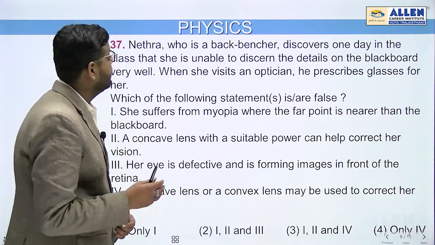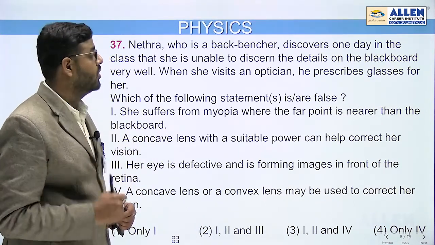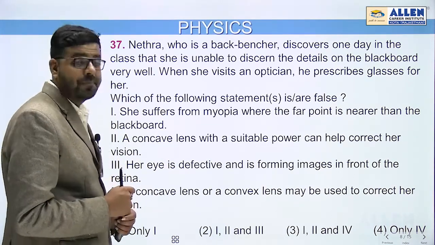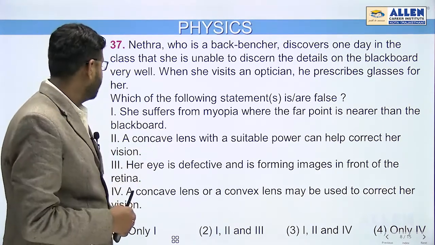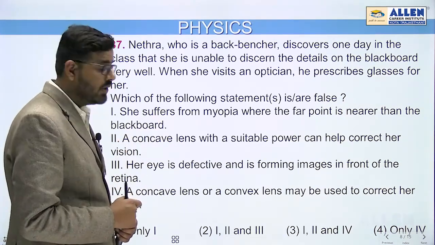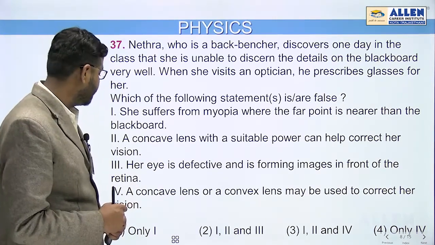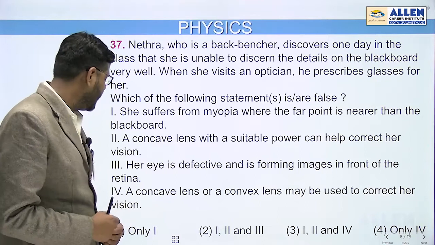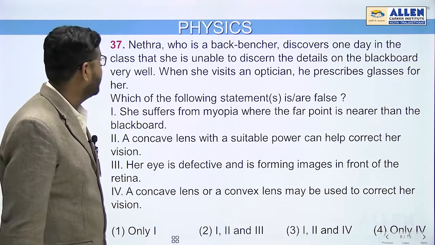Question number 37. Netra, who is a backbencher, discovers one day in the class that she is unable to discern the details on the blackboard very well. When she visits an optician, he prescribes glasses for her. Which of the following statements are false? So we have 4 statements here. Statement 1, she suffers from myopia where the far point is nearer than the blackboard. Statement 2, a concave lens with a suitable power can help correct her vision. Option 3, her eye is defective and is forming images in front of the retina. And option 4, a concave lens or a convex lens may be used to correct her vision.